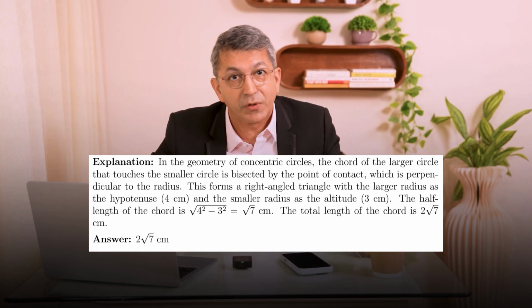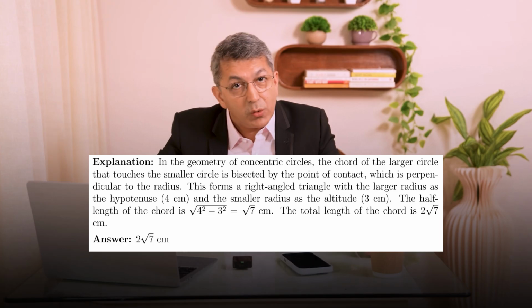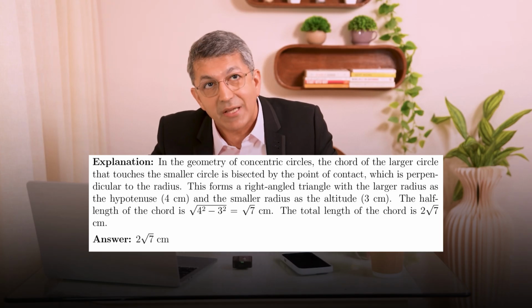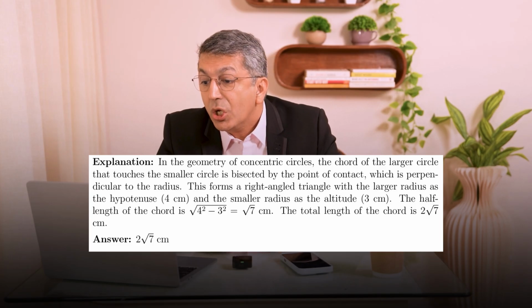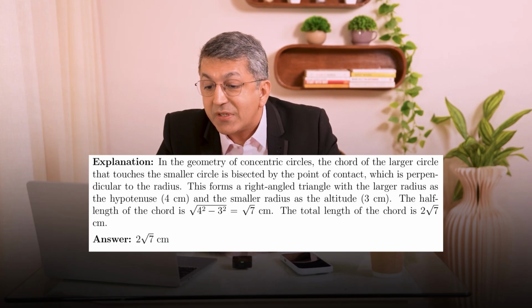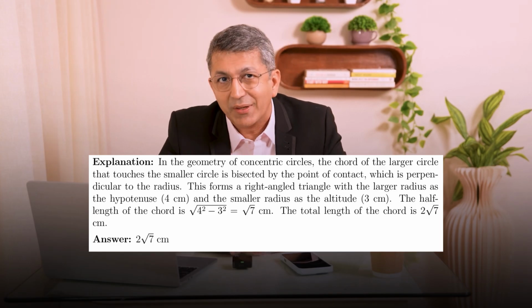The half length of the chord is the square root of 4 squared minus 3 squared, which is equal to square root of 7 centimeters. The total length of the chord is 2 square root of 7 centimeters. The answer, 2 square root of 7 centimeters.